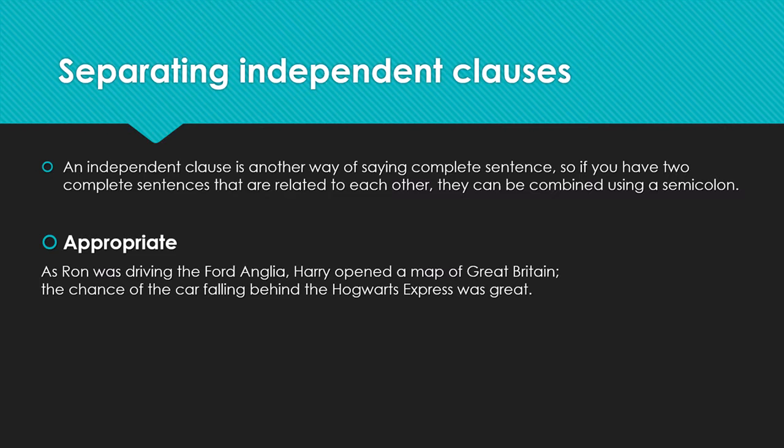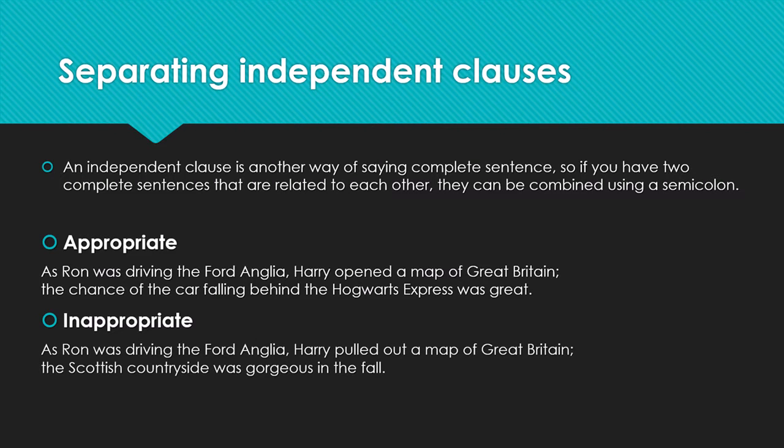Here's another example, but this time we have an inappropriate use of a semicolon trying to separate two independent clauses. As Ron was driving the Ford Anglia, Harry pulled out a map of Great Britain; the Scottish countryside was gorgeous in the fall. While this example is technically correct since both clauses on either side of the semicolon are independent, they do not relate closely enough without further explanation. In other words, it is unclear how Harry pulling out a map of Britain relates to the beauty outside the car. It would make more sense to use this opportunity to expand on action inside the car or explain why the map was necessary.